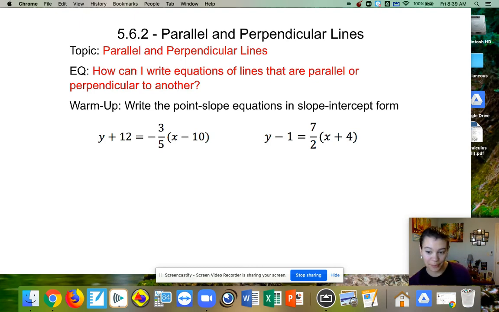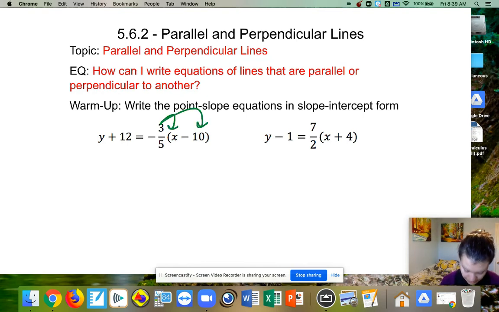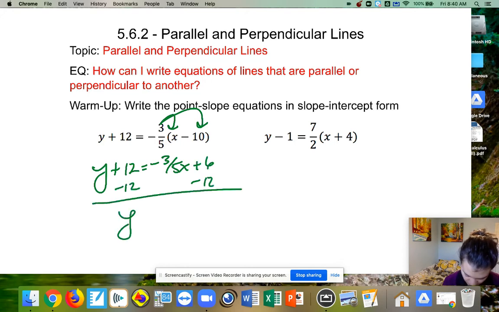All right, so we're going to keep talking about parallel or perpendicular lines. So as a review, write these lines below into slope-intercept form. All right, so start by distributing in your slope. We'll have y plus 12 equals negative 3/5 x plus 6. Subtract 12, and you'll get y equals negative 3/5 x minus 6.